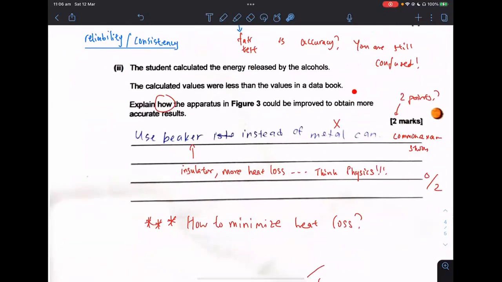Now, this is the last question that was very badly done by almost everyone. Now, this is more of a physics question. I'm sure this will come out in your physics practical, almost more certainly than in chemistry. This is to do with heating, okay? You want to talk about the apparatus.